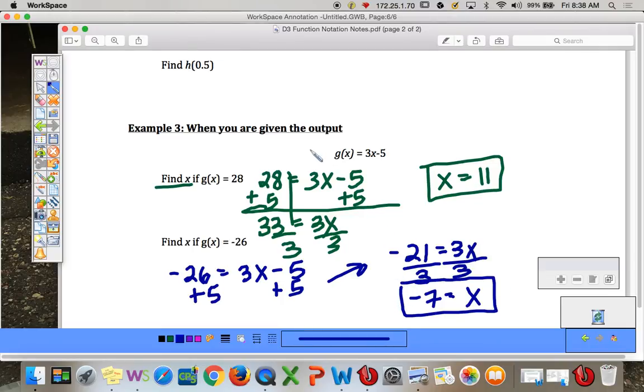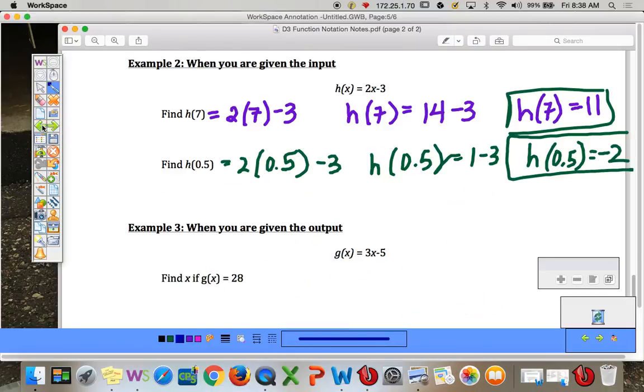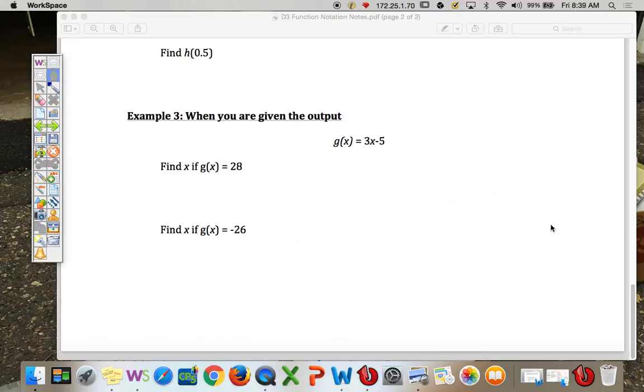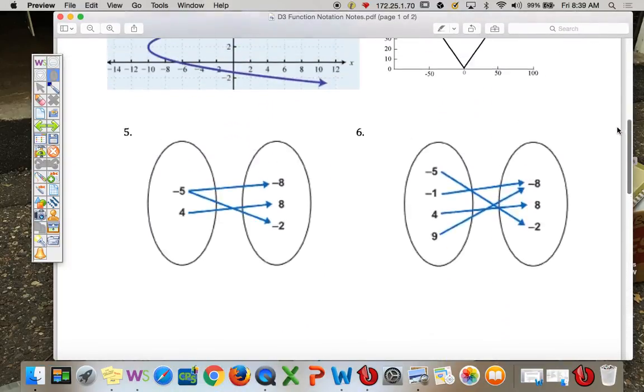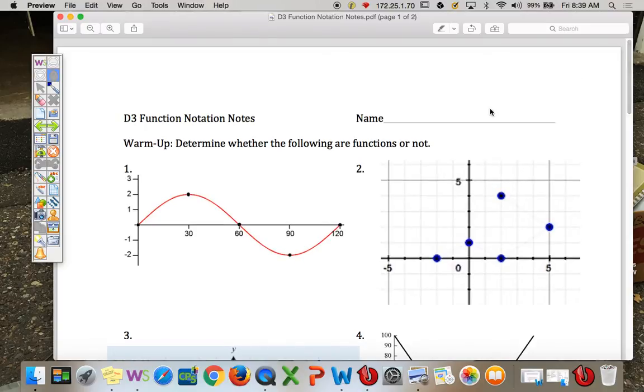So when you're given the output, use algebra and solve. When you're given the input, you plug in, substitute, and you find your answer. Okay, so today you're going to practice plugging in the right spot, also reviewing if something's a function or not.